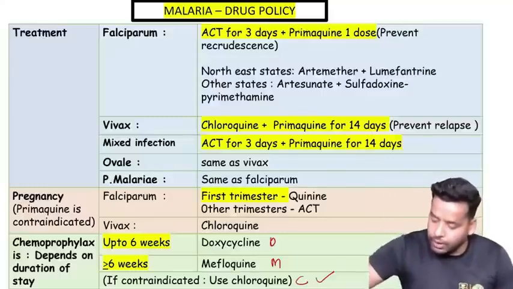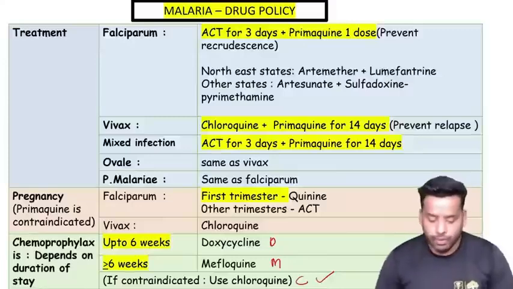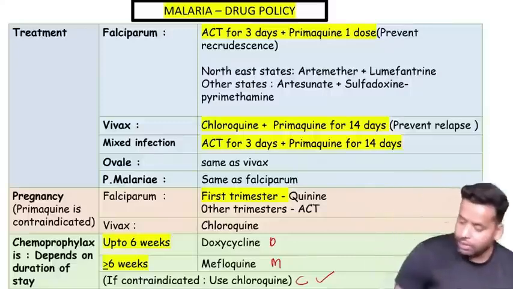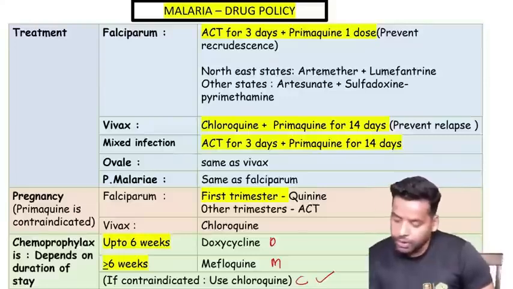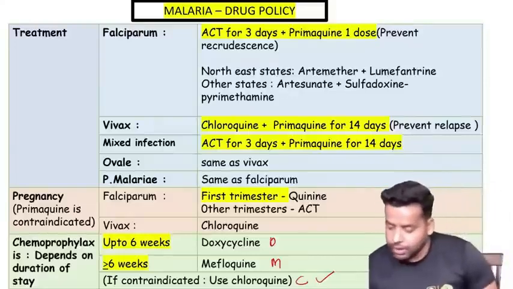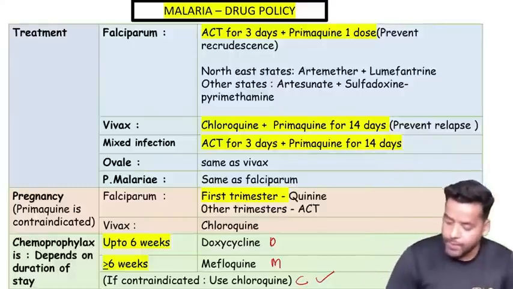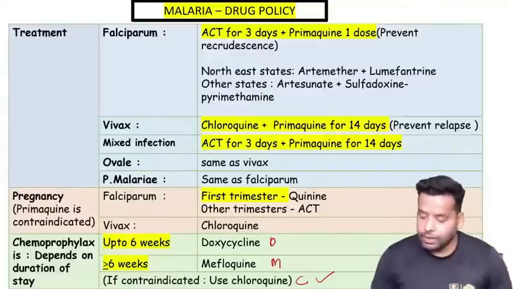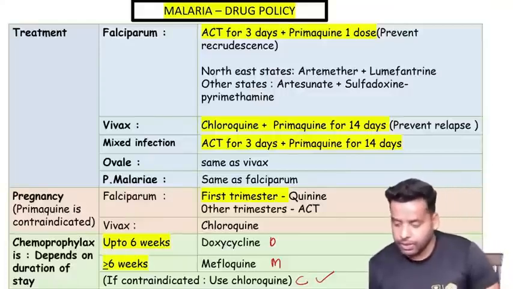See the mnemonic. Delhi Medical Council: doxy, meflo, chloroquine. Chloroquine can be used. Short-term stay, doxy. Long-term stay, meflo. If mefloquine is contraindicated, I am asking. Like any cardiac conditions, convulsions, the stay is for long term but having history of convulsions, if they give such a question, the answer is chloroquine.